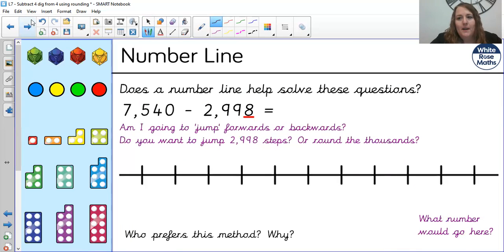Okay, what does it look like on a number line, I hear you ask? This time we've got 7,540, take away 2,998, and just like yesterday, I've thrown in a pesky 8.